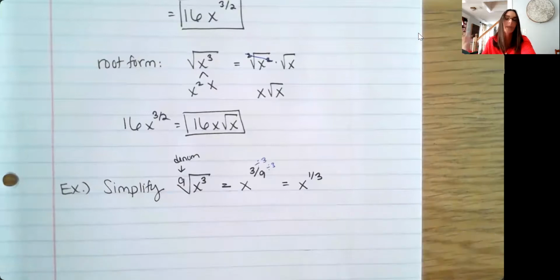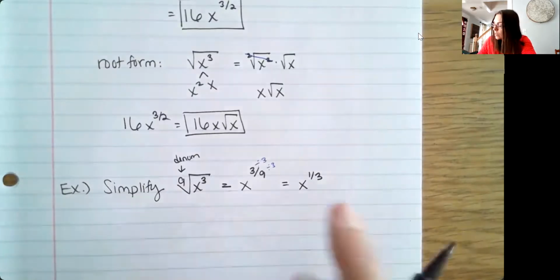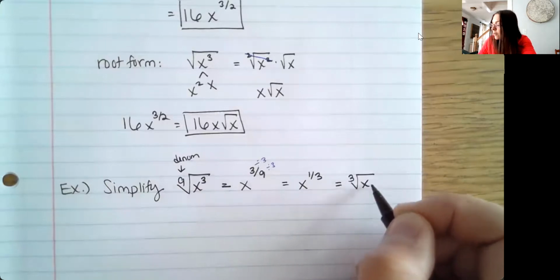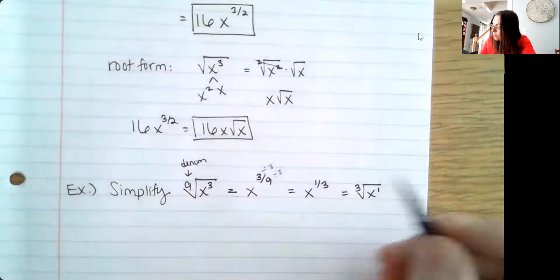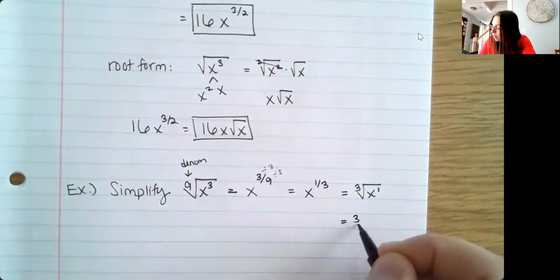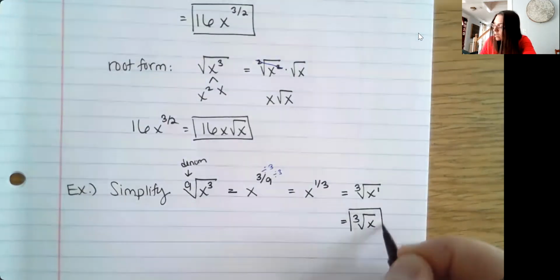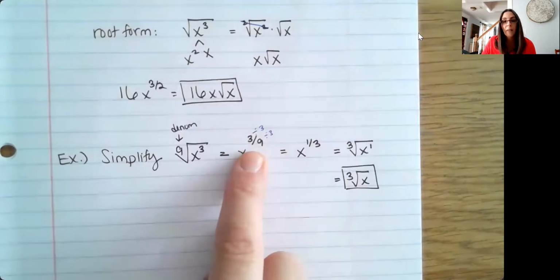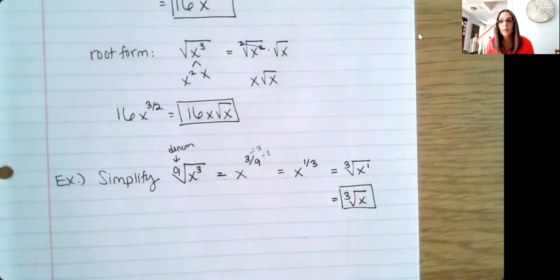So if I wanted the exponential form, I could write it like this. Or if I want the root form, this is the cubed root of x to the 1st power, right? Because my numerator is 1, but we don't write that in. So it's just the cubed root of x. We can go back and forth between the two forms to help us simplify. It's good to know both ways, because sometimes it's easier to simplify as a rational exponent, and other times it's easier to simplify as a root. It just really depends on the problem.